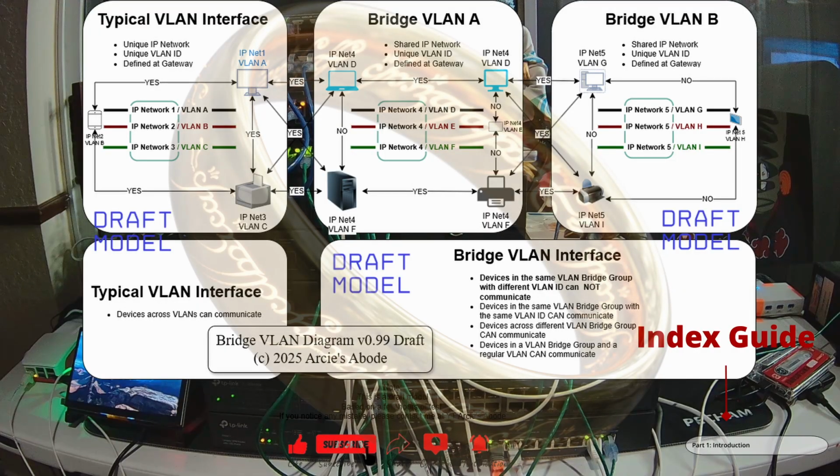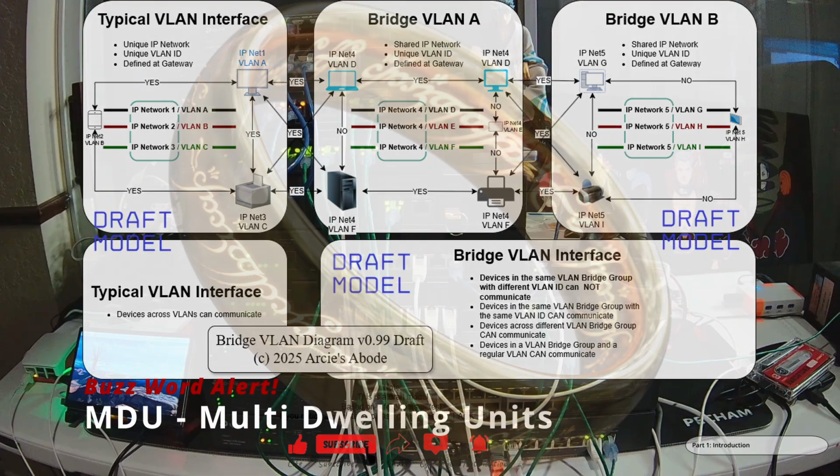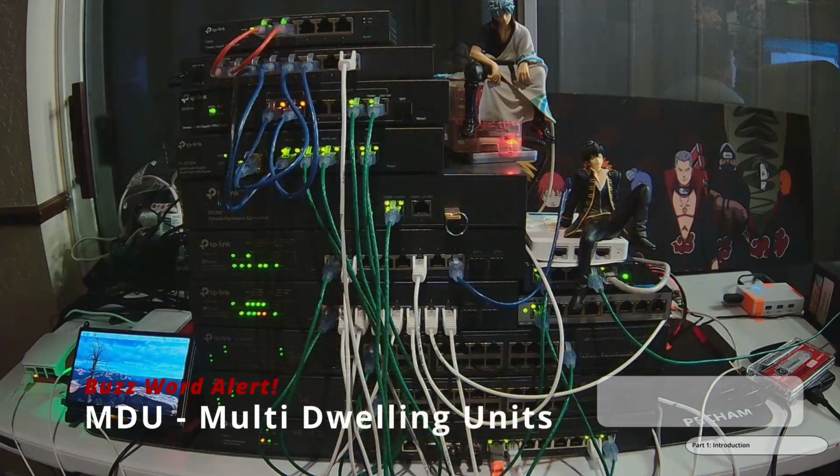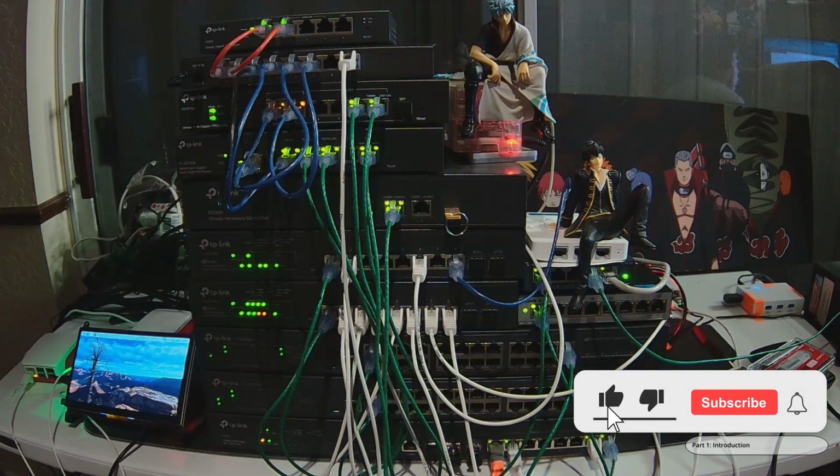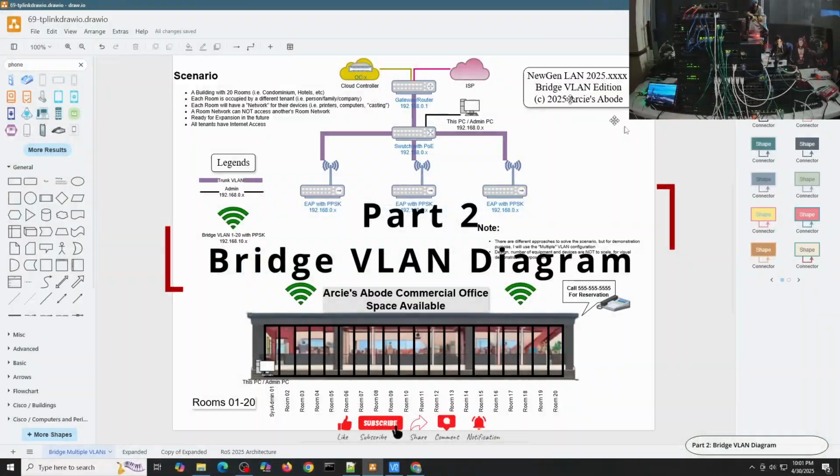Imagine having two or more VLANs in the same IP network of 192.168.10.0. This is particularly useful in an MDU or multi-dwelling units such as resorts, hotels, and apartments, where the system admin or the network engineer can provide an easy way of creating multiple dedicated and isolated VLANs. To visualize this, I have created a simple diagram and scenario.